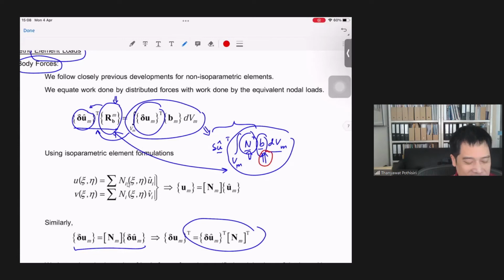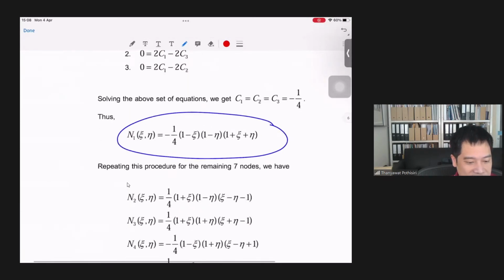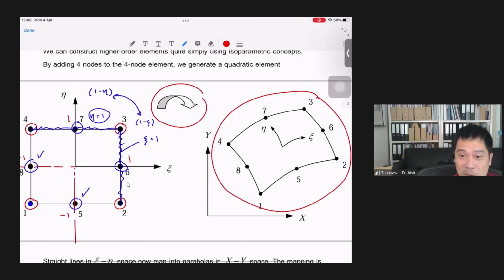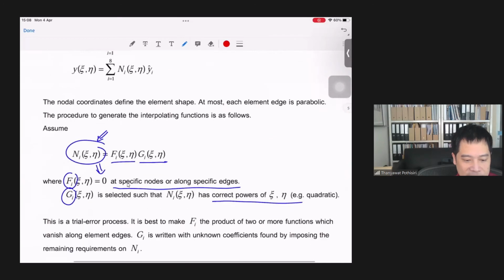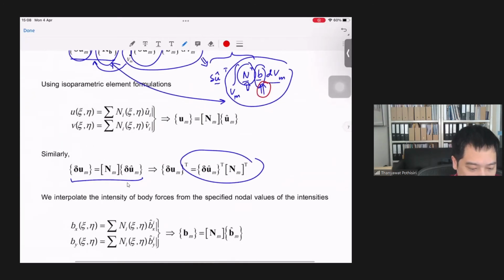Now, in this case, for quadratic elements, it would be a little hard if you do the computation in Cartesian coordinates because the domain would be quite difficult to deal with. So you prefer doing computations in parametric coordinates. Okay. All right. So this is one way to do it.